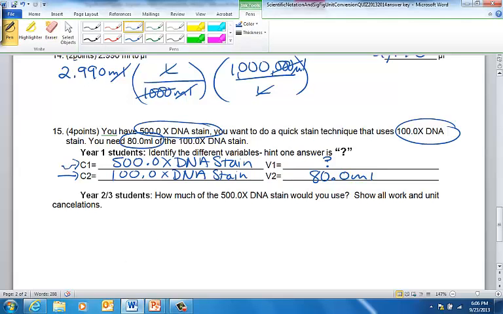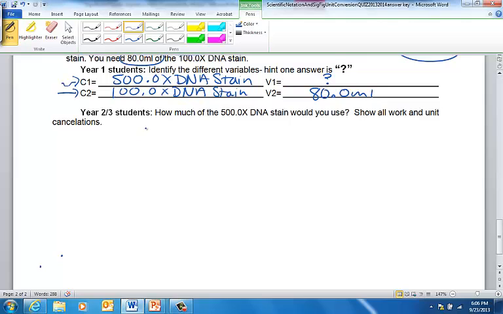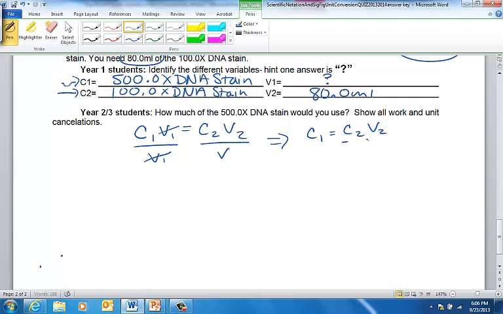Finally, if you're year 2 or year 3, you had to do the actual work. So we need to use C1V1 equals C2V2. Now, we're going to solve for V1. So we divide both sides of the equation by V1. V1 cancels out on here. Therefore, C1 is equal to C2V2 divided by V1. Oh, I did that wrong. Do we all see what I did wrong? I canceled out V1. That's our question. We wanted to solve for V1. So let's try again.